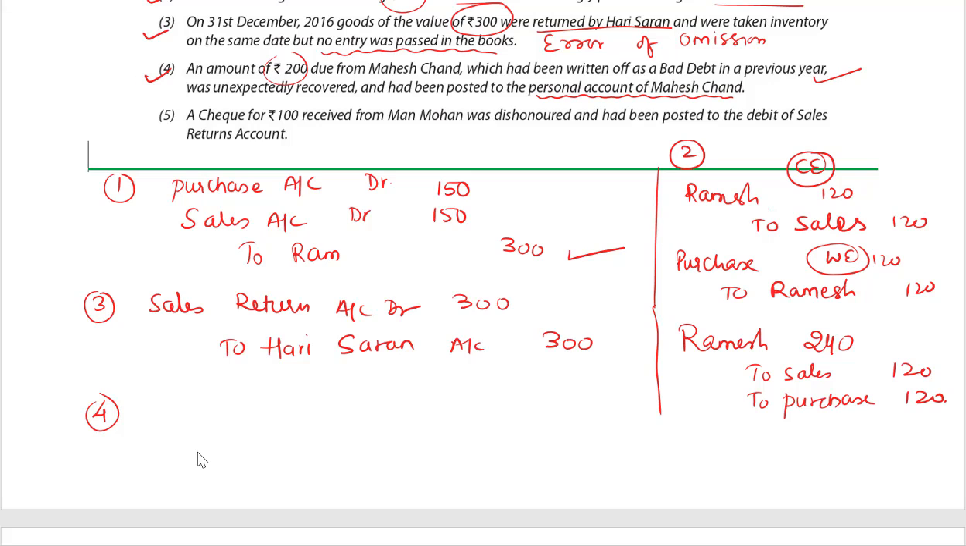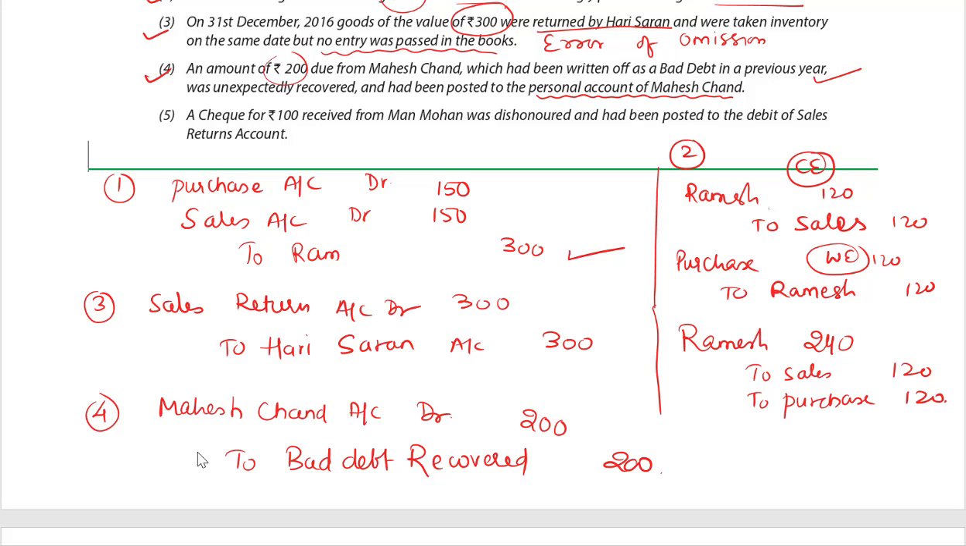By mistake you had credited Mahesh Chand, so you will debit Mahesh Chand now. Amount is 200, and bad debt recovered would be credited. BDR, bad debt recovered. I think it is clear now. Let's see the fifth one.